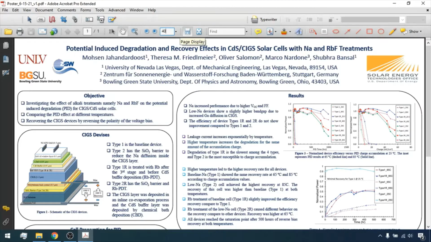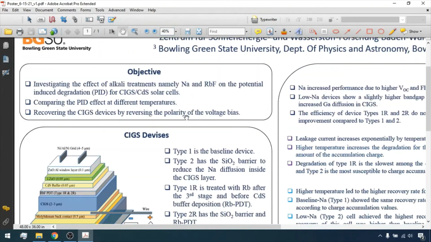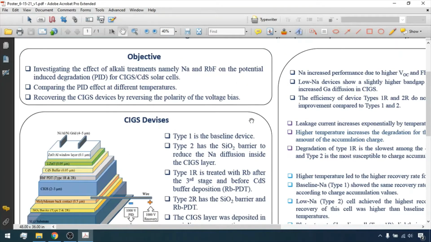So the objective of this work is to investigate the effect of the alkali treatment, mostly sodium and rubidium fluoride, on the potential induced degradation for CIGS, CdS solar cells. We're comparing the PID effect at different temperatures, and also looking at the recovery of the CIGS devices by reversing the polarity of the voltage bias.